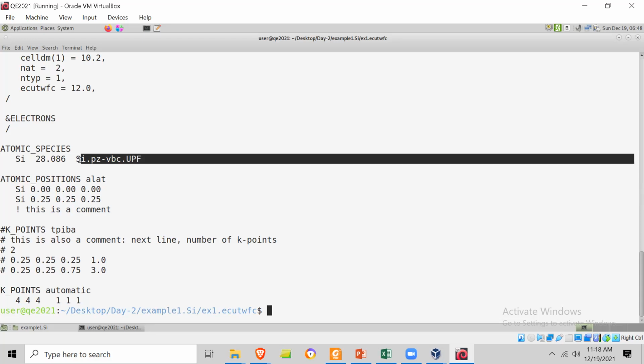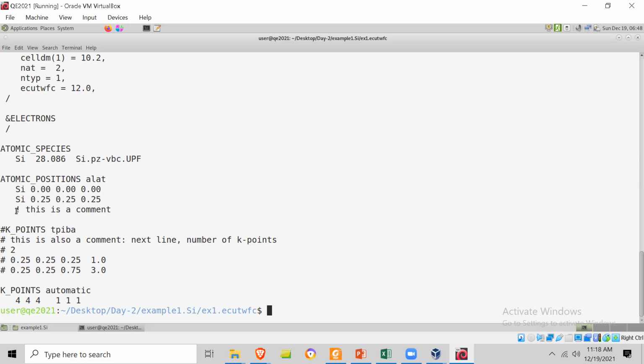These are the positions, and if you start something with an exclamation mark, it's going to be a comment. Then you have a K points card, which is automatically given with 4x4x4 K points, which I will get back to in a little while after we run this convergence test for the ecutwfc. Okay, any questions here?